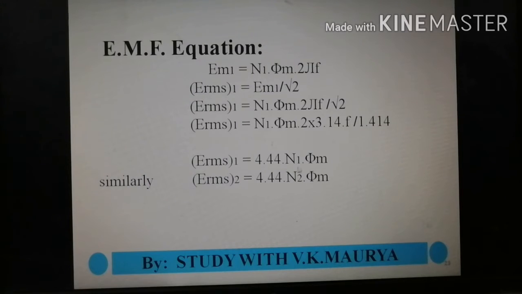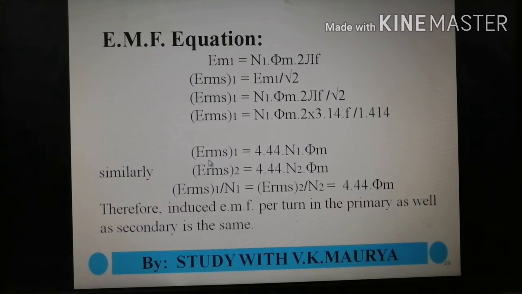What is the conclusion? See these two equations very carefully. ERMS 1 divided by N1 and ERMS 2 divided by N2, these two are equal to 4.44 into phi maximum. Therefore, the induced EMF per turn in the primary as well as in the secondary is the same.